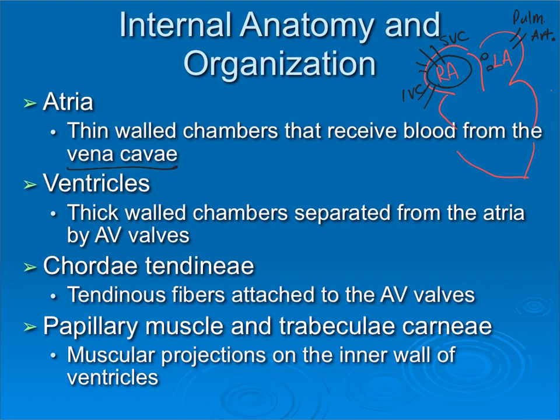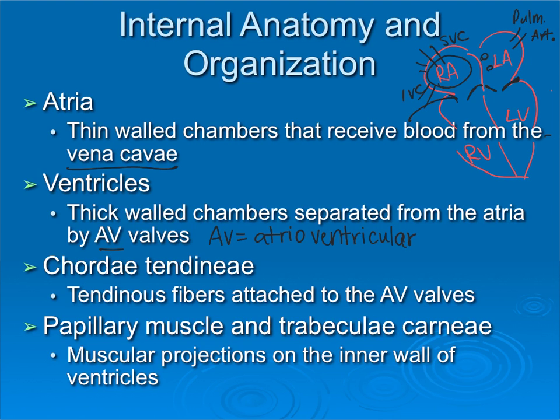Underneath the atria, you have the much thicker walled ventricles. So you would have the right ventricle and the left ventricle. And blood is kept separate between these two structures through valves. Okay, several different names we give for these valves. I like the term AV valve. AV stands for atrioventricular. So that explains exactly where these valves are located. So you would have the right atrioventricular valve as well as the left atrioventricular valve.